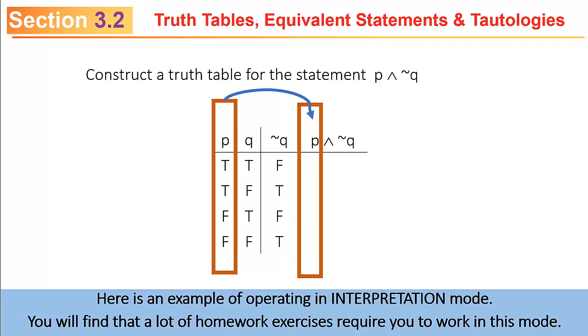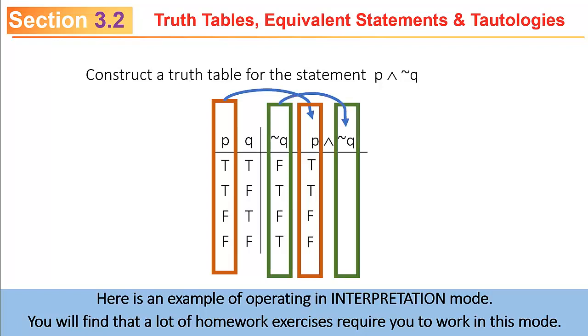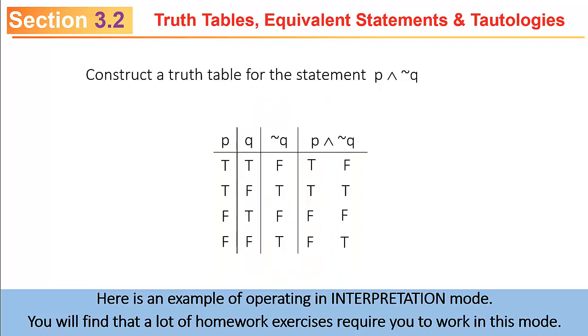So what I can do is just lift the values of P on the far left and just transfer them over under the P in the last column. And then I can do the same thing with the not Q. I see on the other side of the and there's a not Q, so I can simply lift those values and slide them over under the not Q. And notice that between those two things is an and symbol, so I'll just push the and all the way down.